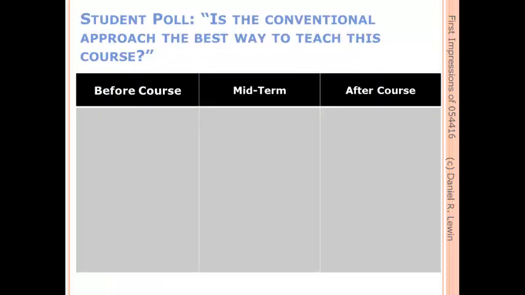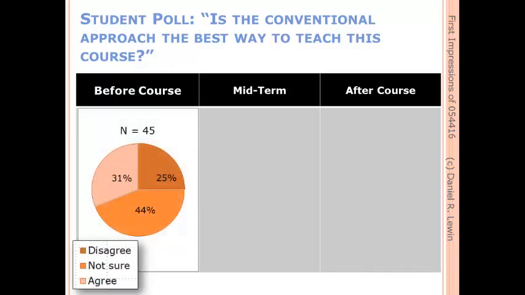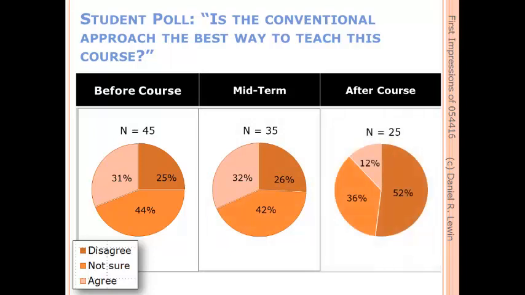But what do the students think? This being the first instance of a 100% flipped course at the Technion, we polled the students 3 times during the course: in the first week of class, at midterm, and at the end of the course. In this slide we see the distribution of responses to the question, is the conventional approach the best way to teach this course? At the start of the course, the opinions were evenly split between those who agreed, disagreed, and were non-committal with the statement. By the end of the semester, only 12% of the class still thought the conventional approach was best, with over half the class convinced it was not.